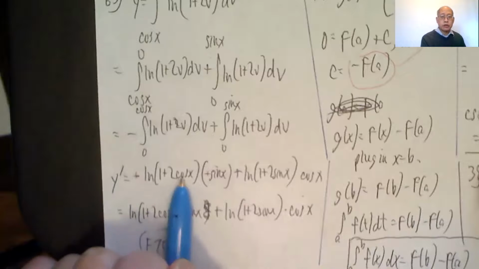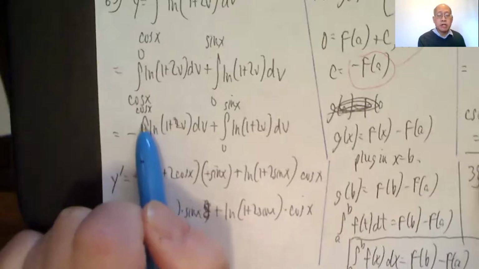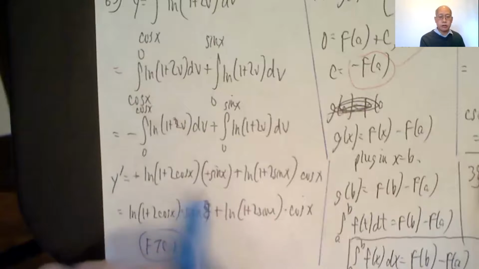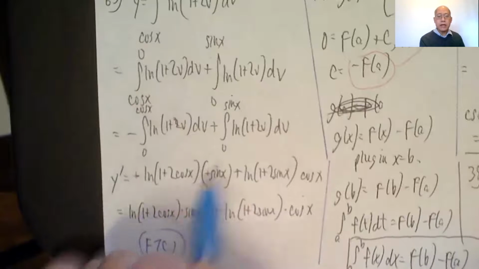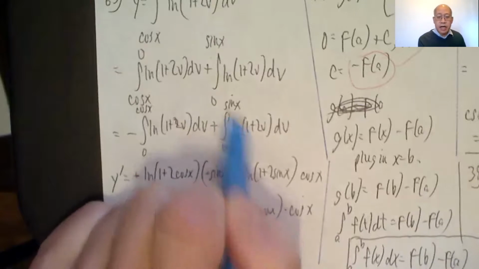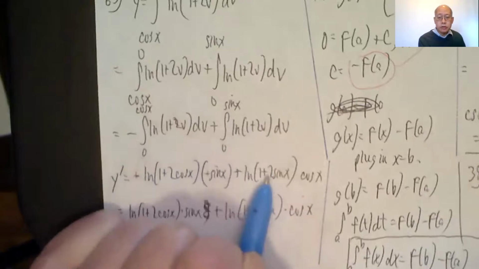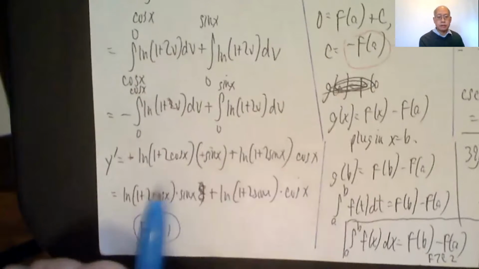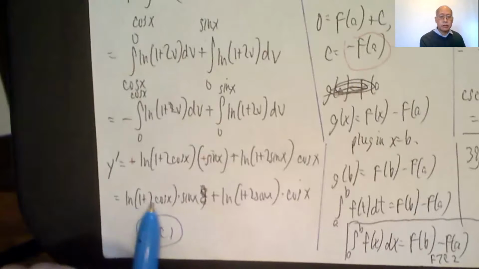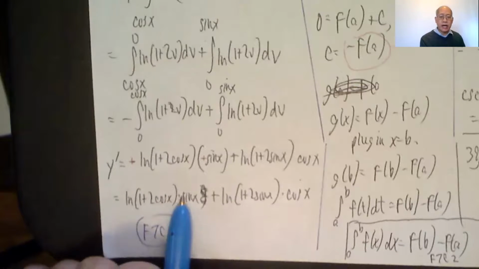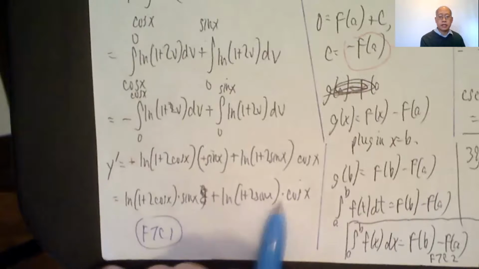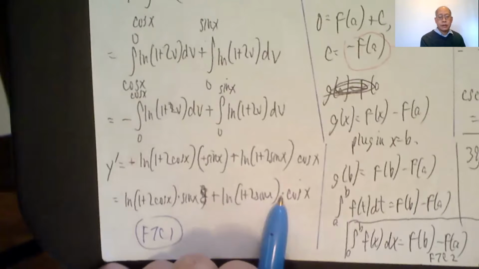So ln of 1 plus 2 cosine x, and then by the chain rule times the derivative of cosine x, which is negative sine x. There's a negative and a negative there, so that becomes positive. And then how about this one? Put the sine x right there, 2 sine x, times the derivative of sine x, which is cosine x. So we have ln of 1 plus 2 cosine x times sine x. I had a double negative there. And then plus ln of 1 plus 2 sine x times cosine x. Right, so there we go.